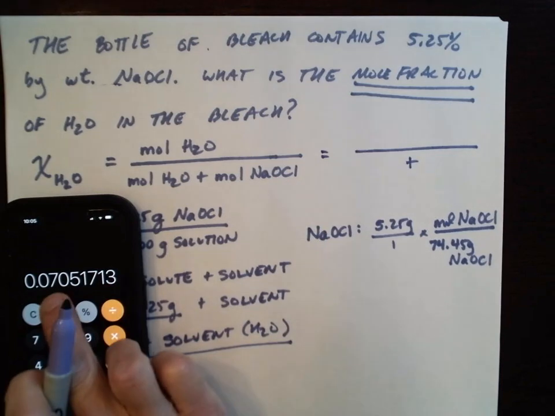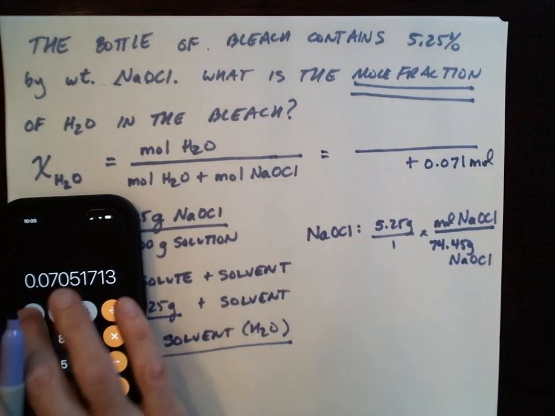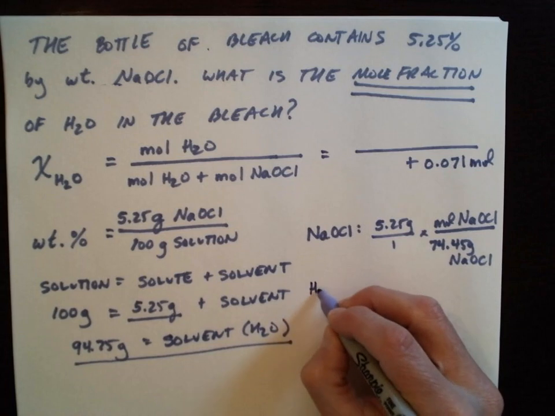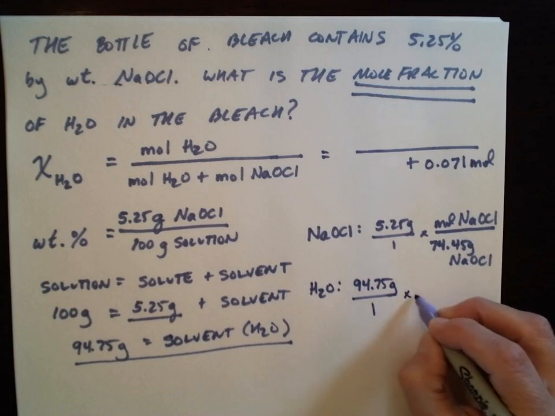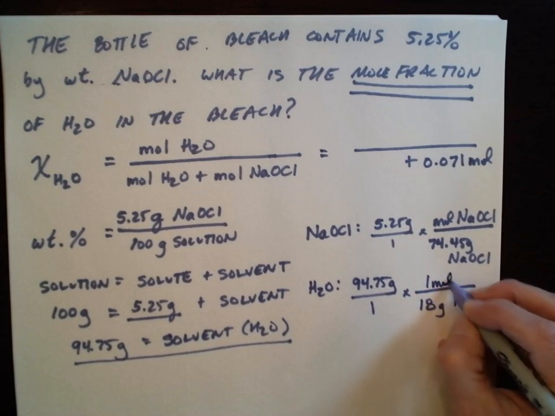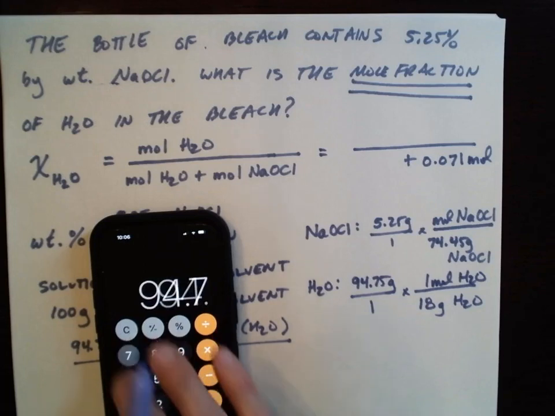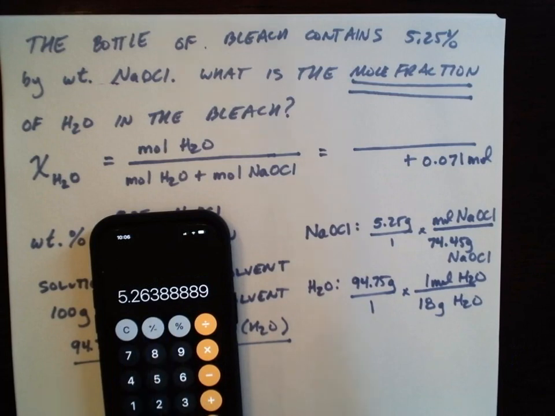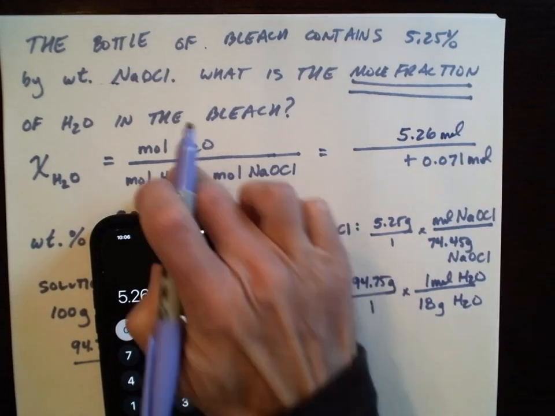There's our moles of sodium hypochlorite: 0.071 moles. For water, we're going to do the same thing, but for water, we have 94.75 grams of water. And we remember for every 18 grams of water, that's a mole of water. So we're going to take our 94.75 and divide that by 18. There's our moles of water, 5.26. So I'm going to pop that in up here and also down here.